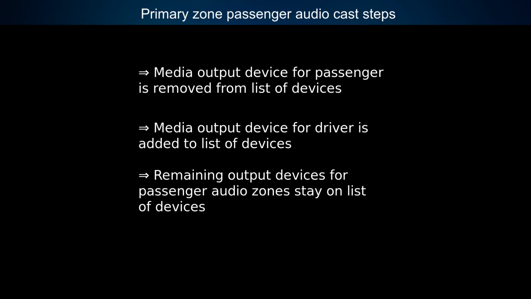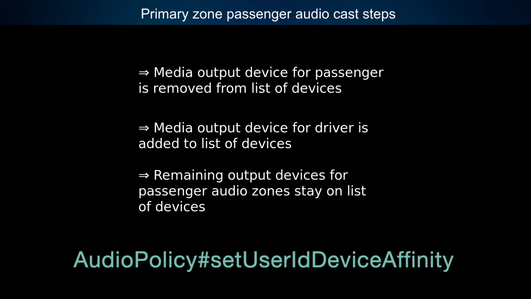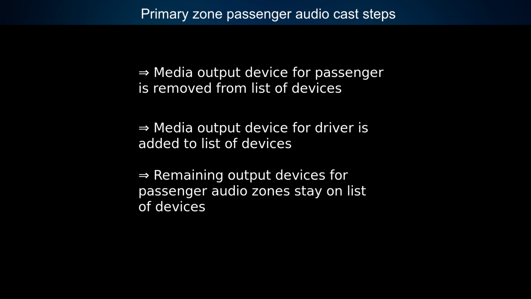These changes are managed by an API called Audio Policy Set User ID Device Affinity. This API ensures that your music is played in the right place. By passing the correct speakers and your user ID to the system, when the system needs to decide where your audio will play, it selects the driver's main cabin speakers. Because that's now the output device linked to your user ID in cast mode.